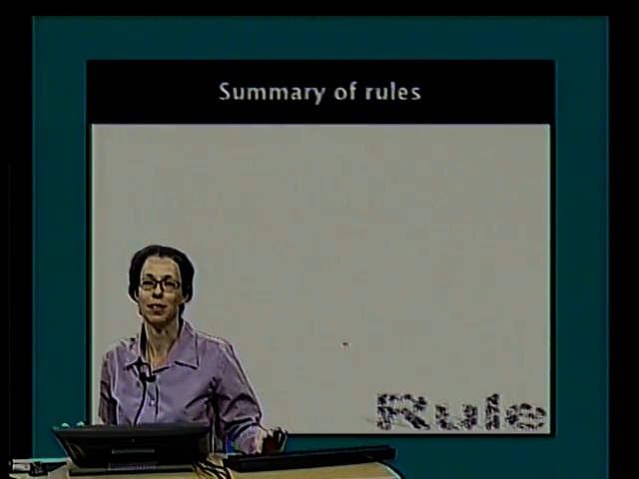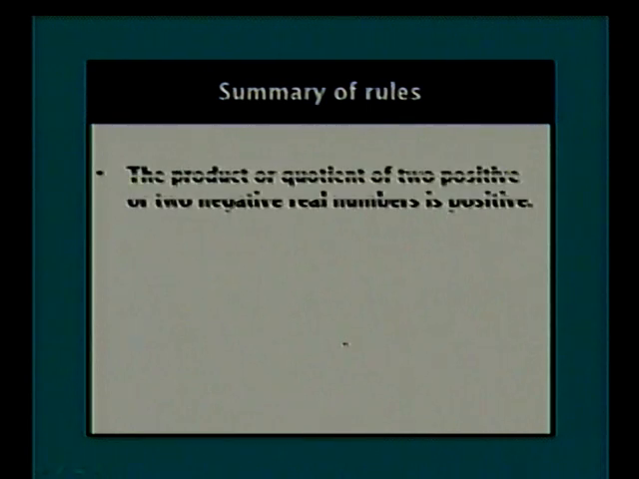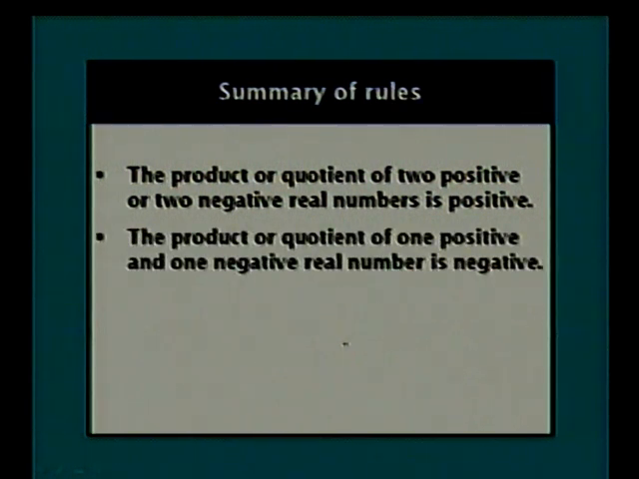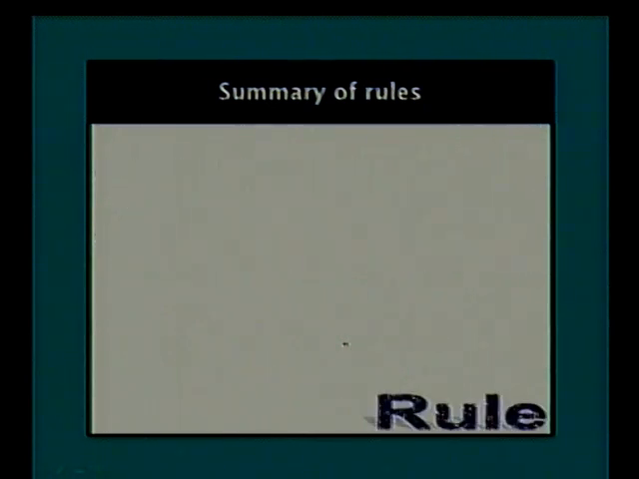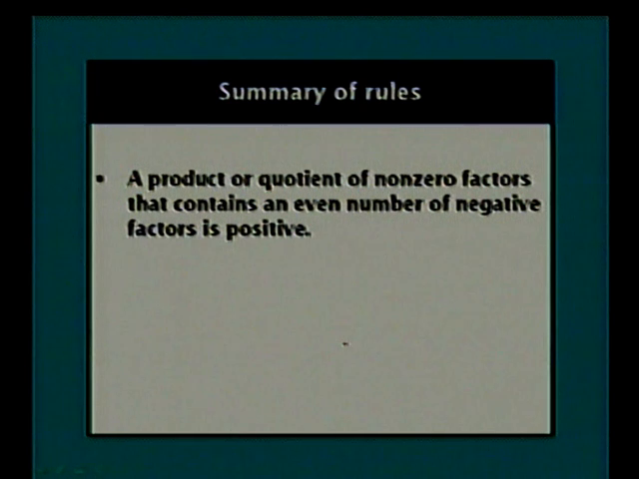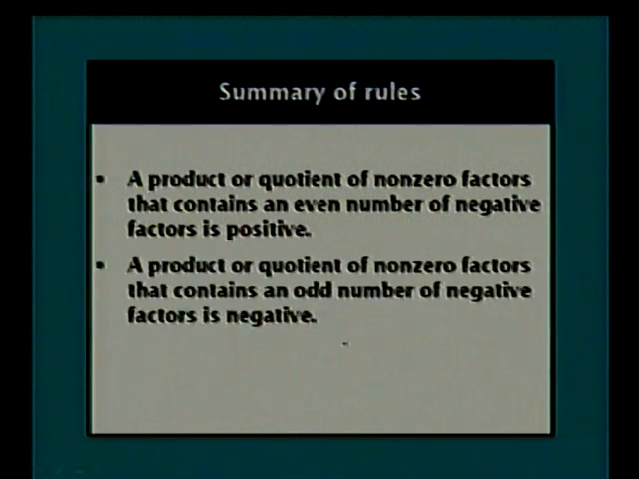Let's just take a minute to summarize our rules. The product or quotient of two positive or two negative real numbers is positive. The product or quotient of one positive and one negative real number is negative. A product or quotient of non-zero factors that contains an even number of negative factors is positive. A product or quotient of non-zero factors that contains an odd number of negative factors is negative.